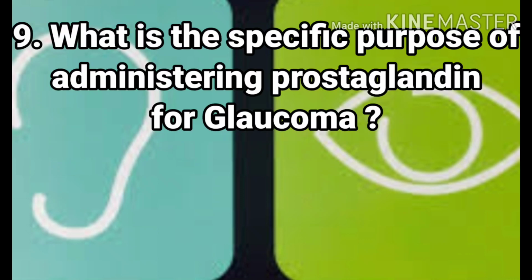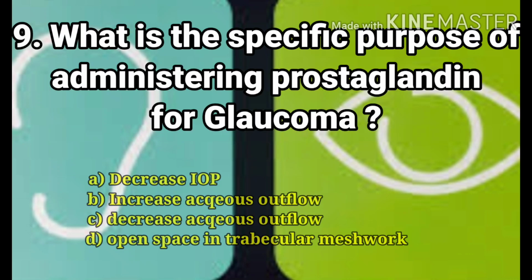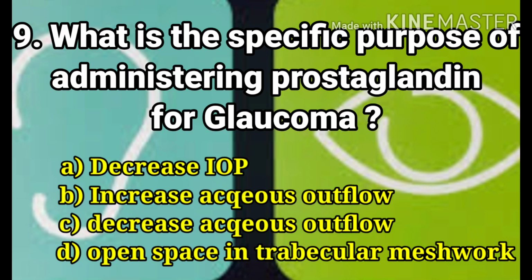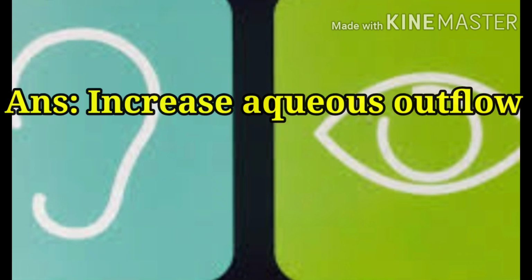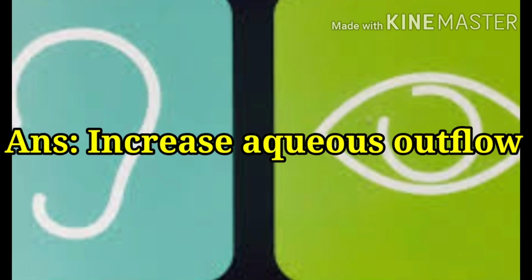In the next question: what is the specific purpose of administering prostaglandin for glaucoma? The options are increase IOP, increase aqueous outflow, decrease aqueous outflow and open spaces in trabecular meshwork. The answer is increase aqueous outflow.